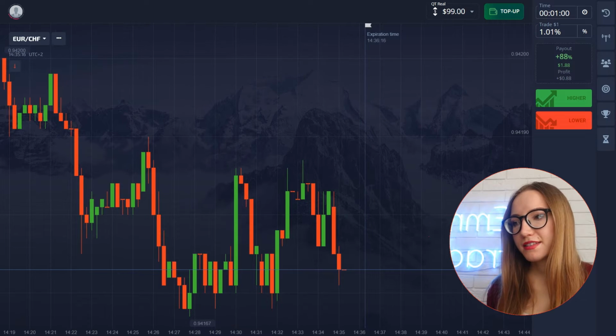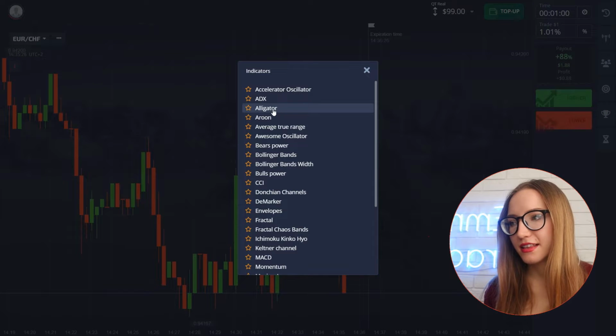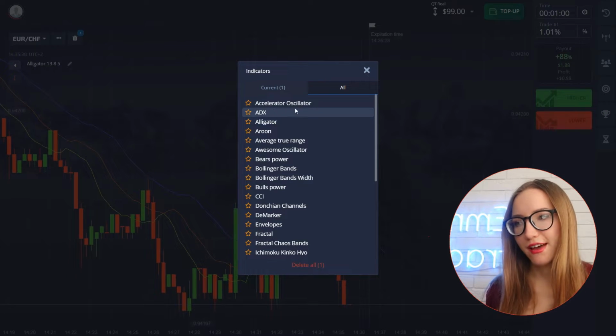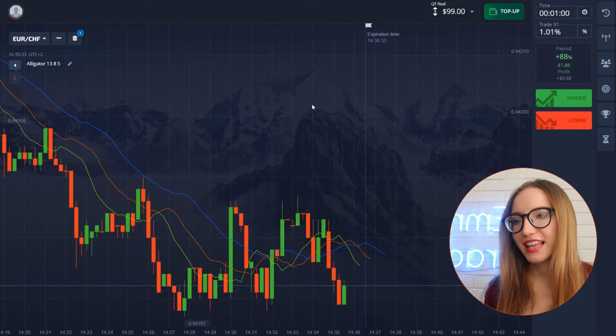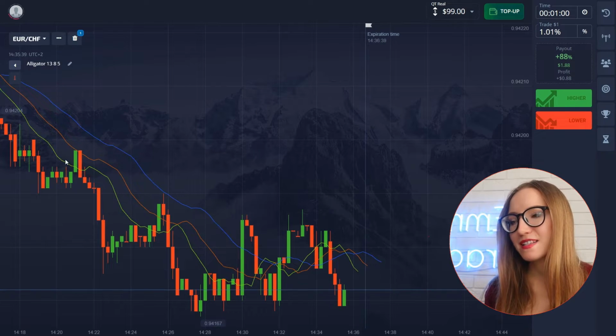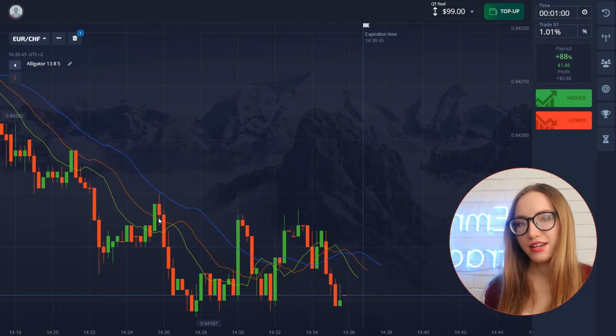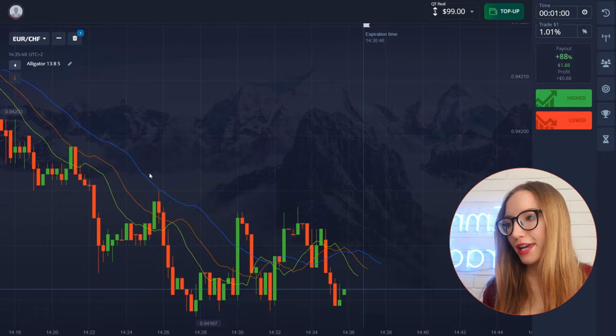So to activate this indicator, I find these dots at the top and click this button, selecting the Alligator in this list, and now I have 3 moving averages. And here the green line is the main one, and we will analyze how the line is positioned relative to the other 2 lines. So let's analyze how we can work with it.